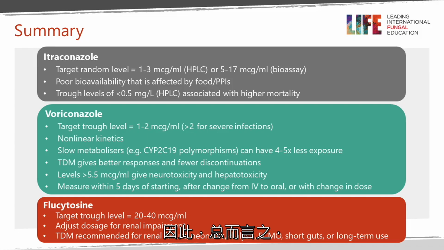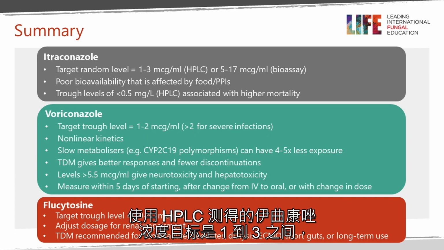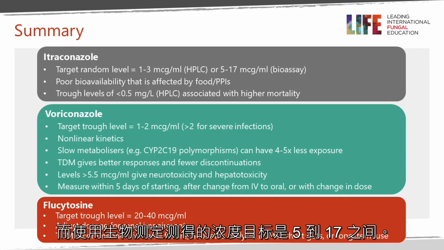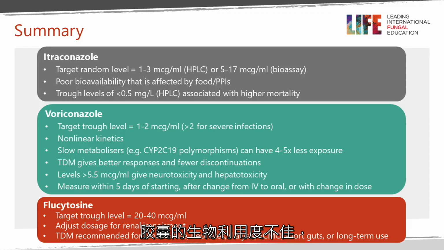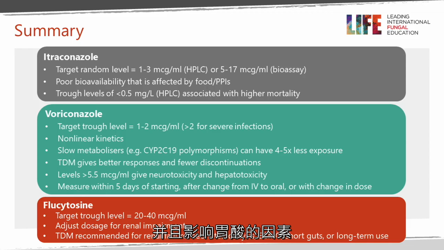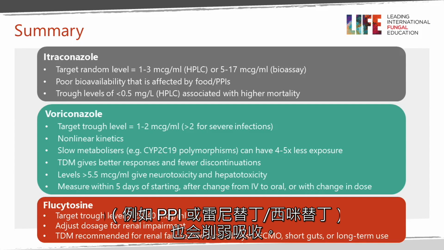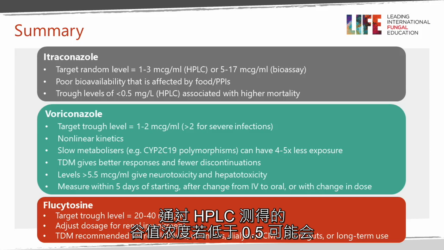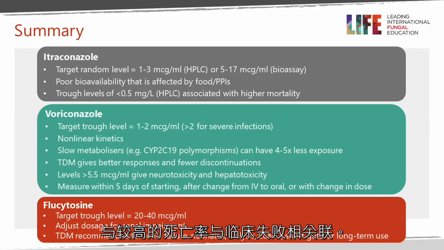So in summary, itraconazole with HPLC, we're aiming for a level between 1 and 3, and with bioassay between 5 and 17. Capsules may have poor bioavailability, and there may be variations between one generic preparation and another, and factors affecting stomach acid like PPIs or ranitidine or cimetidine also can impair absorption. Trough levels of less than 0.5 by HPLC are associated with a high mortality or clinical failure.